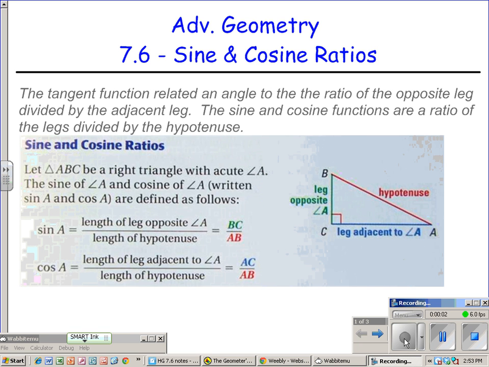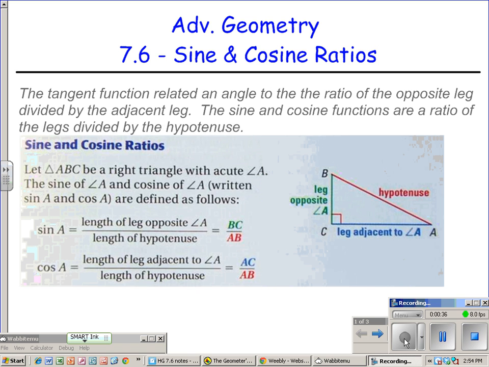Hello again. These are the notes for section 7.6 for advanced geometry. In section 7.5, we talked about what a trigonometric ratio is, and specifically the tangent ratio. Tangent of an angle equaled the opposite leg divided by the adjacent leg. We never mentioned anything about the hypotenuse, and that's where the sine and cosine come in. These are different ratios, but these are the ratios of an angle that give us the ratio of two sides, one of them being the hypotenuse.